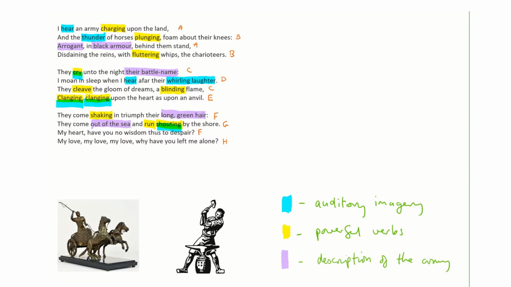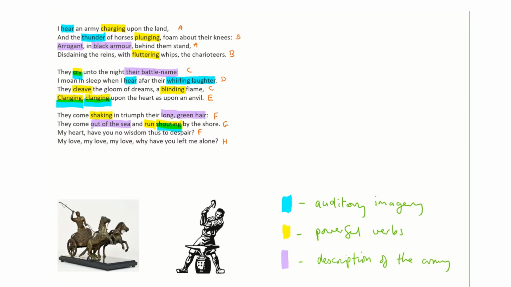So they are arrogant, they're wearing black armor, and behind them stands, so behind the horses, disdaining the reins with fluttering whips, are the Charioteers. Interesting to notice what the Charioteers are doing. They're disdaining the reins. In other words, they are ignoring, not using the reins on the horse. And reins generally, I suppose, would be used to slow down a horse or control a horse. But these Charioteers ignore that aspect. They don't want to slow down the horses. Instead, they're using fluttering whips.